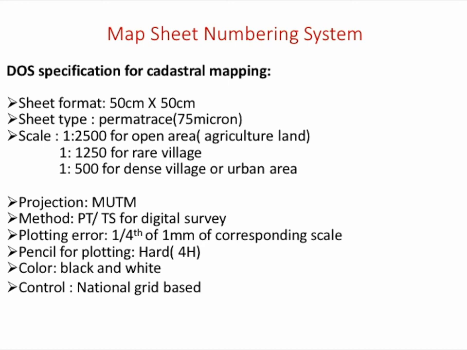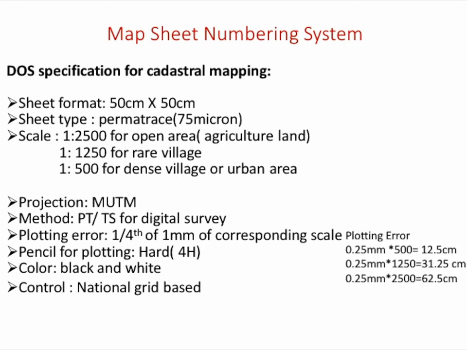one fourth of a millimeter of corresponding scale, which means 0.25 mm multiplied by the scale. For example, if the scale is 500, then it will be equivalent to 12.5 cm. Similarly, for 1250, it is 31.25 cm. And last but not least, 0.25 mm multiplied by its scale, then 62.5 cm. These are the tolerance or the plotting error.